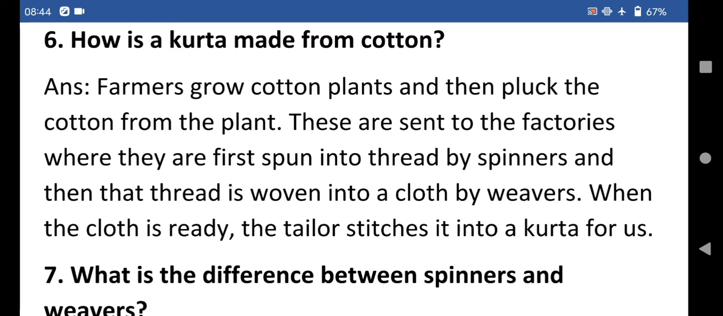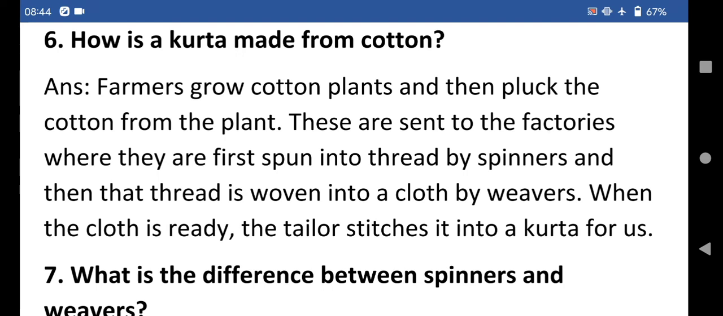Cotton plants are grown by the farmers, and when it grows, the farmers will pluck the cotton from the plant. And what is the next step? These are sent to the factories where they are first spun into thread by the spinners. There are people who are known as spinners. What is their work? They will spin the cotton into thread. So the cotton is spun into thread by the spinners, the people who are working in the factories.